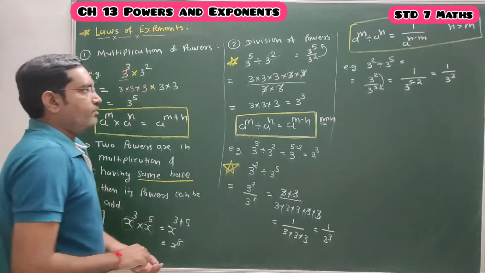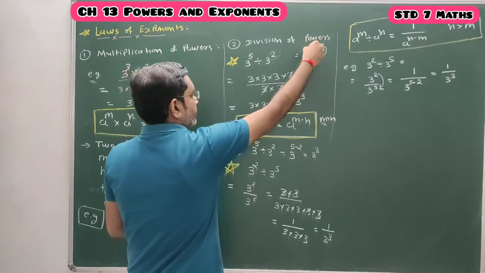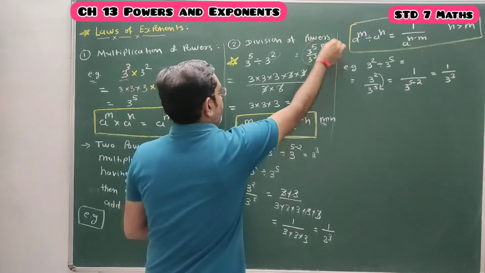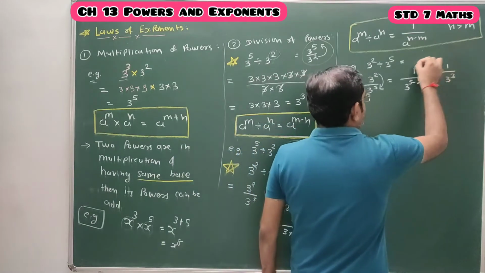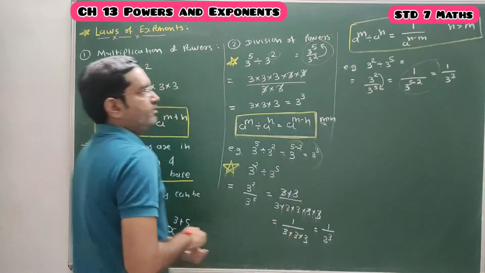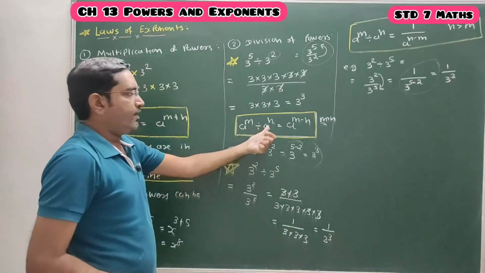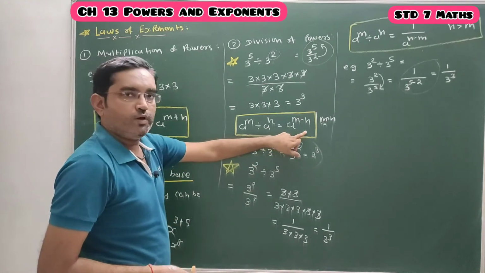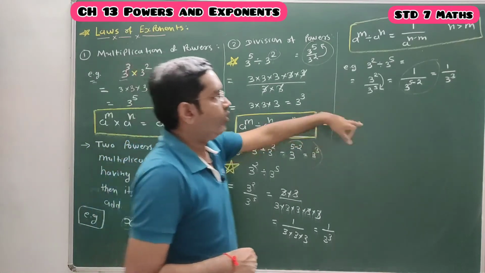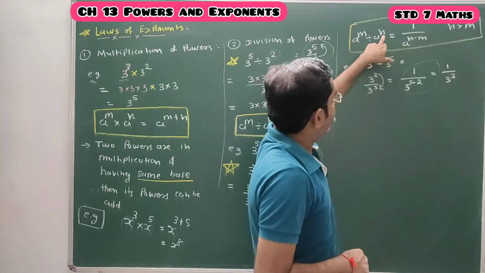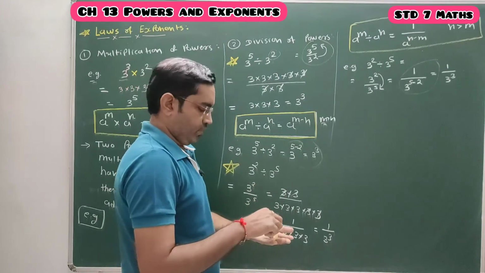So if the power of the numerator is greater than the power of the denominator, subtraction will be performed in the numerator. If the power of the denominator is greater than the power of the numerator, then subtraction will be performed in the denominator. So two forms of the formula are there. A raised to m divided by a raised to n will be equal to a raised to m minus n, power of numerator minus power of denominator, when m is greater than n. Or it will be equal to 1 upon a raised to n minus m, when n is greater than m, that is, the power of the denominator is greater than the power of the numerator.